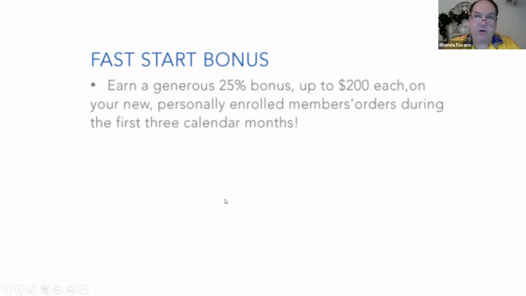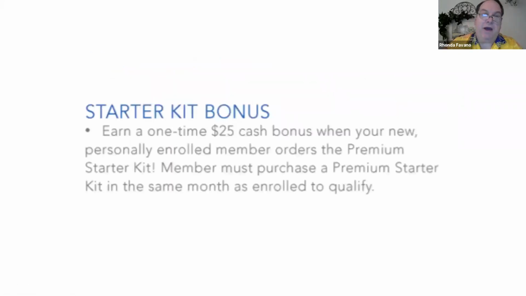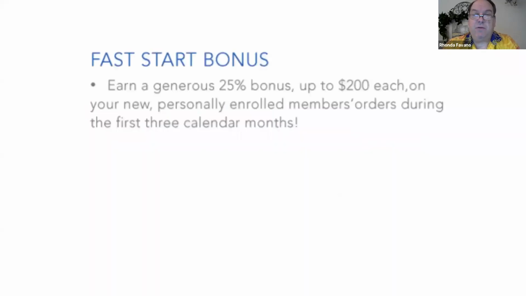What you have to remember, that goes to the enroller only. And also, let me go backwards. The starter kit bonus, that $25 cash, has to be the same month that they applied or that they enrolled. So they can't enroll on April 30th and not finish the process and get their kit on May 1st. You're not getting the $25 cash bonus. So watch that. And the same thing, your fast start period starts the first day they enroll.